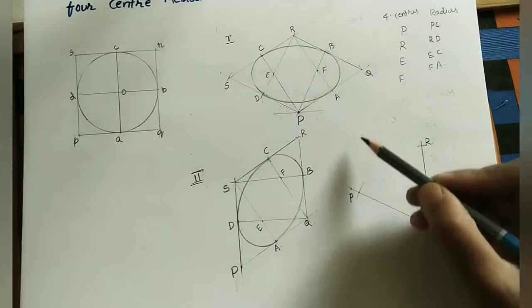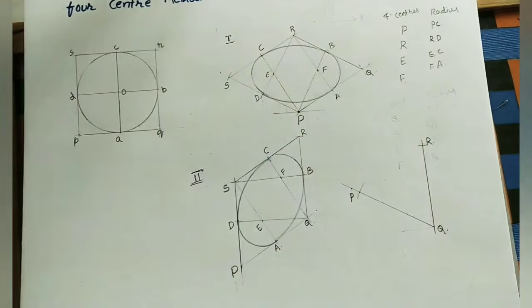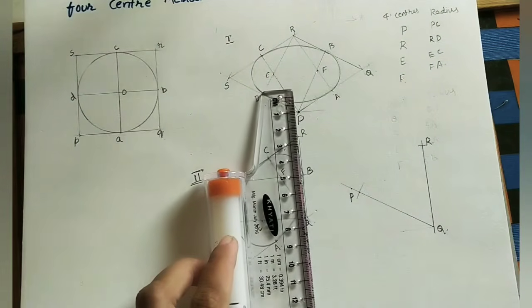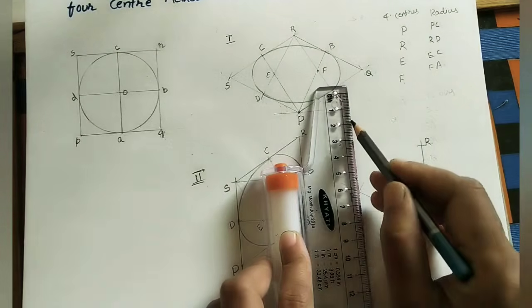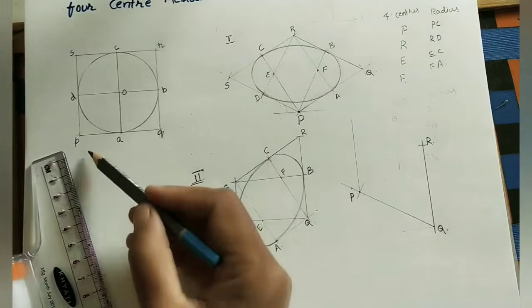At P, again do the vertical line of this length. For doing the vertical line, take this as the reference line, any vertical line. At P, do the vertical line of some length. On it, mark this PS length.